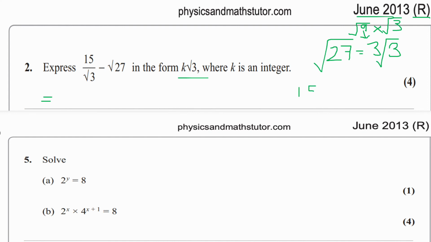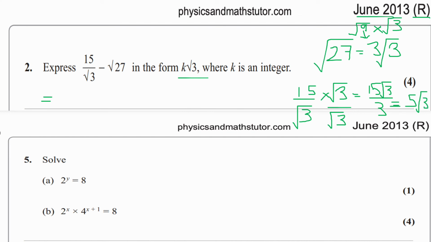15 over root 3, while rationalising the denominator, so multiplying top and bottom by root 3. So I'm going to get 15 lots of root 3 all over root 9. Root 9 simplifies to 3, so I'm going to have 15 lots of root 3 all over 3, which simplifies to 5 root 3. Okay, 3 root 3 plus 5 root 3 becomes 8 root 3, guys.